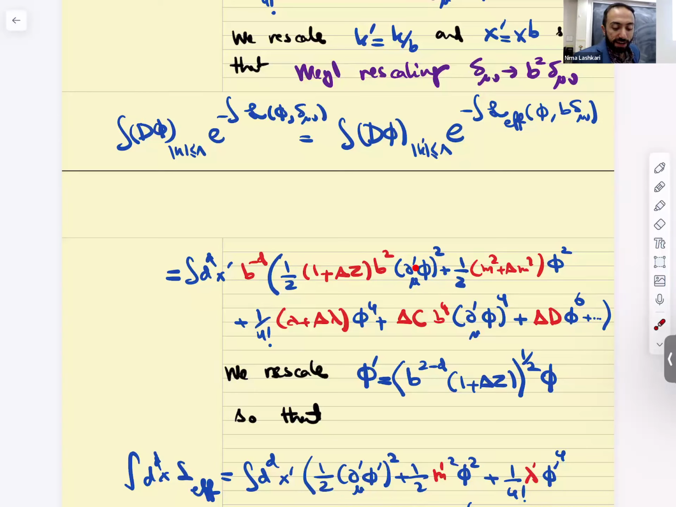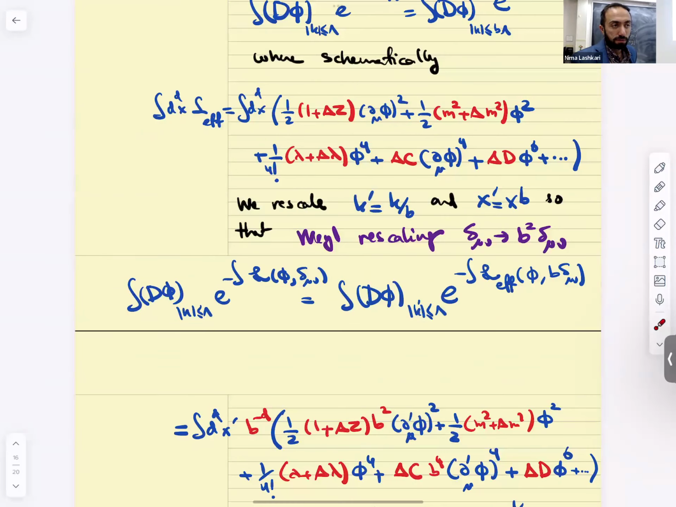Every time I have derivatives, these derivatives become derivative prime, and b's appear. That's the only change. Question? Earlier we were not wanting the dependence on B, but now we can clearly see the dependence on B.